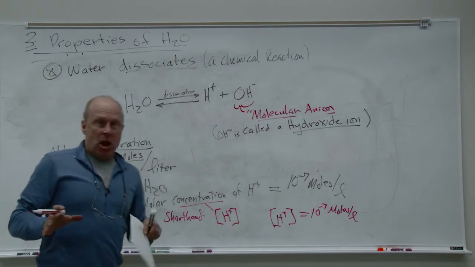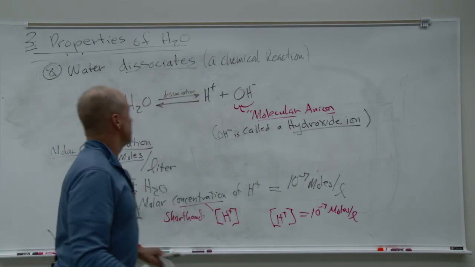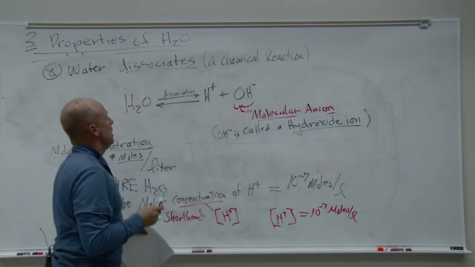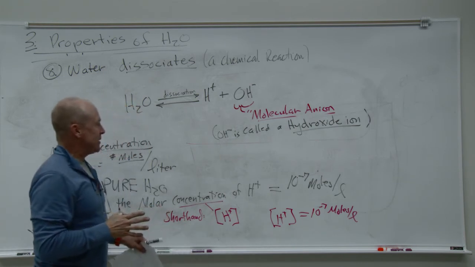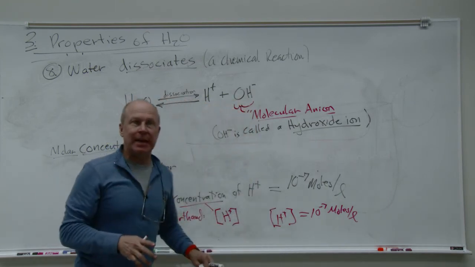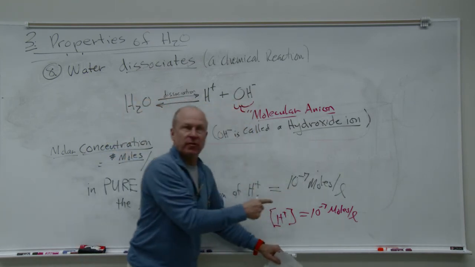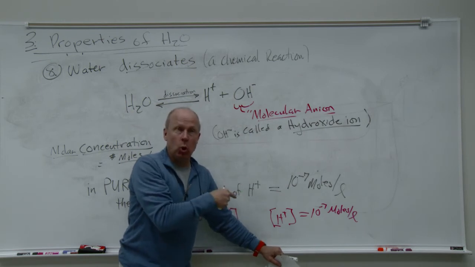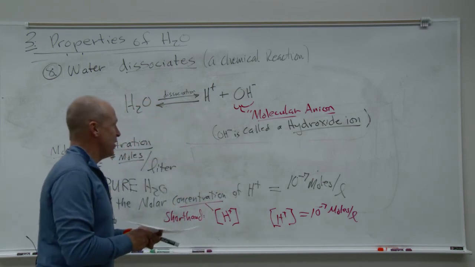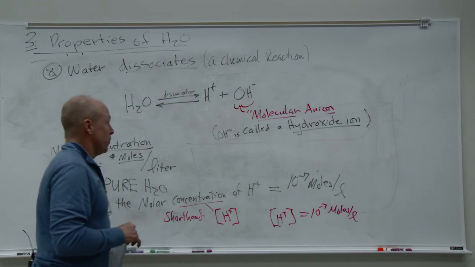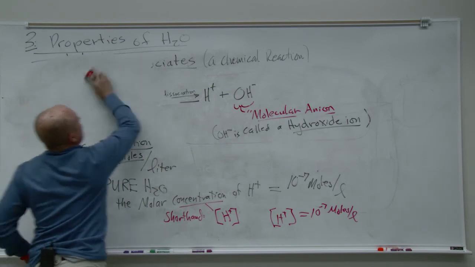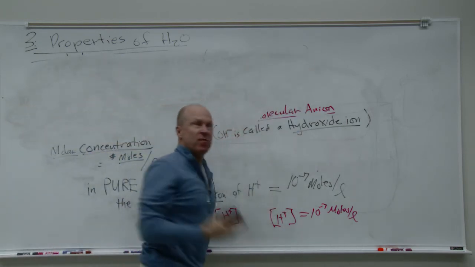Now, everything that I've said so far about this, you've got to be on top of this. This is dissociation. And you have to know that there's very, very few of these water molecules doing this at any given time. And this number shows that. 10 to the minus 7th moles per liter is a pretty tiny amount. That's what I want you guys to stick to. So the next thing we're going to do is going to get a lot easier if you're just capable of memorizing it.